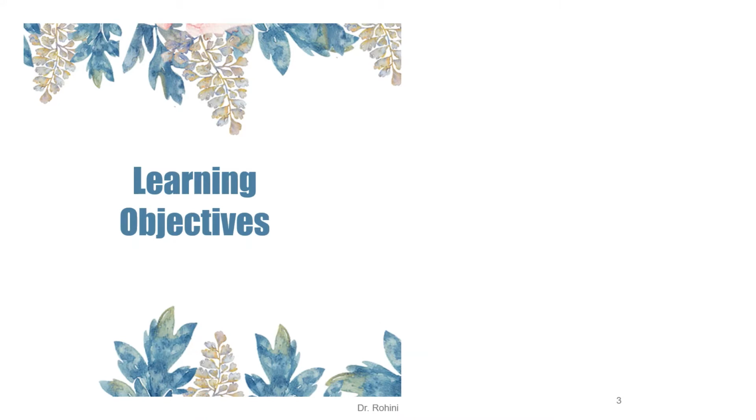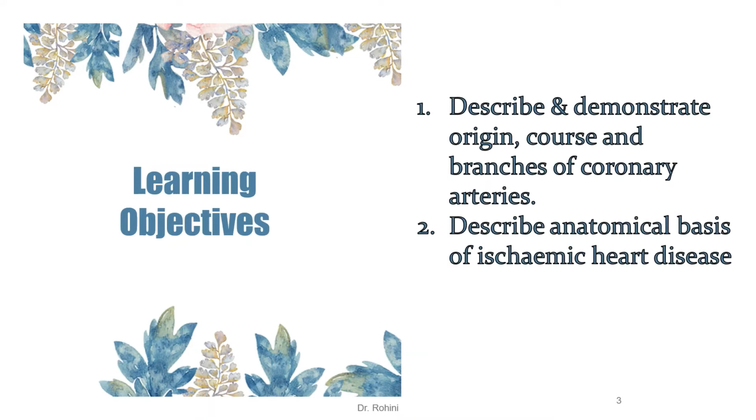Learning objectives. At the end of class, you all should be able to describe and demonstrate the origin, course, and branches of coronary arteries. Describe the anatomical basis of ischemic heart disease.